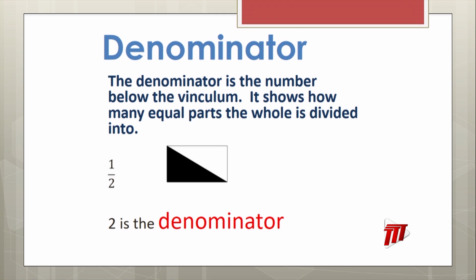So this is a representation of a half again. This is another way to represent a half. So we count 1, 2, and we notice that 2 is the denominator because 2 is the total parts in which the shape is divided. So can anyone tell me what the numerator is? The numerator is the number above the vinculum. It tells you how many equal parts we have out of a whole.